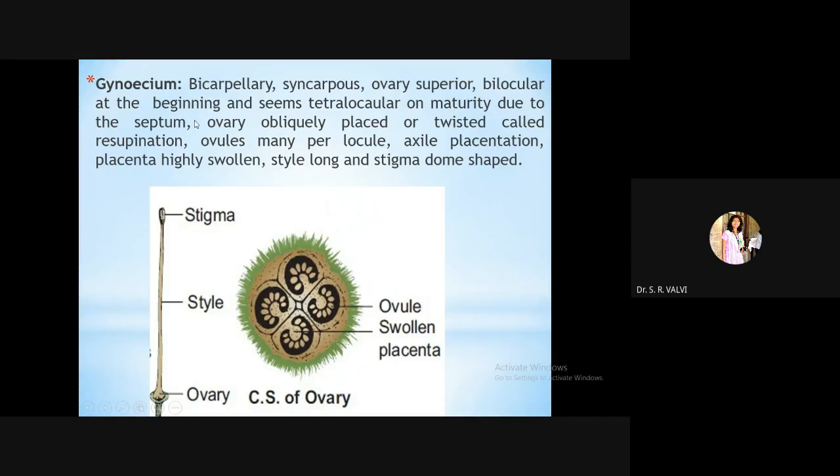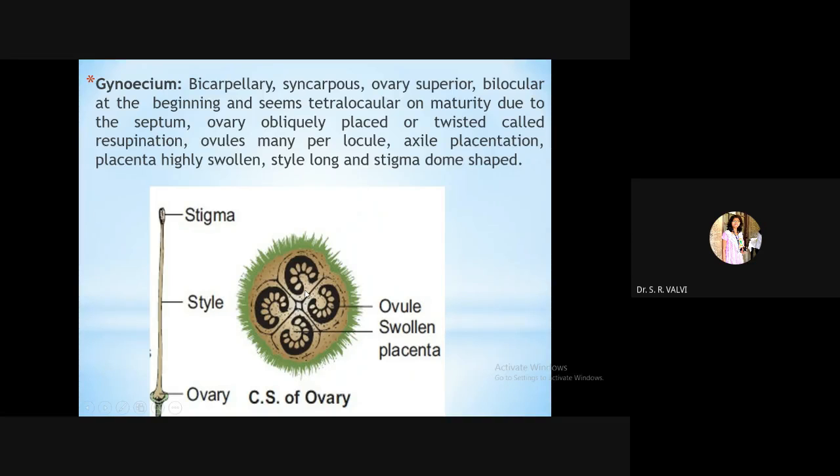Now see, this is a very important characteristic of this Solanaceae family particularly. Bilocular at the beginning and seems tetralocular on maturity due to the false septum. Now see here, bilocular. See my cursor. At first this is the septum which is formed, and hence you are going to observe only two carpels.